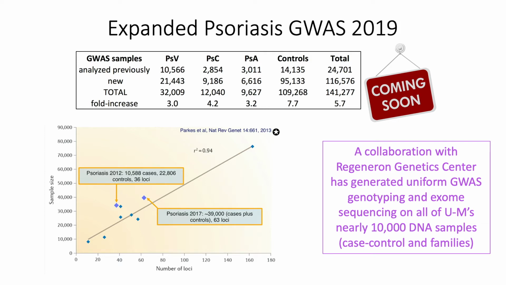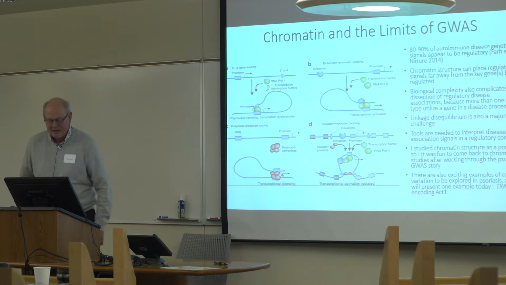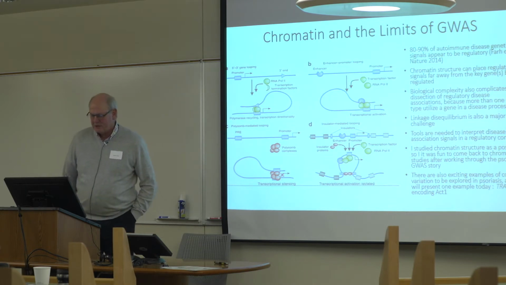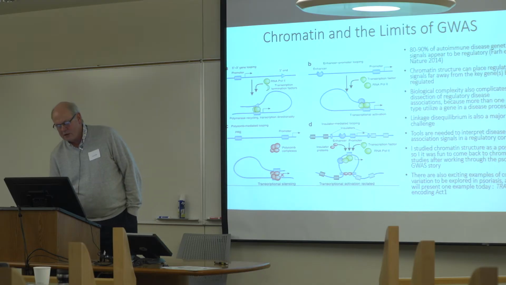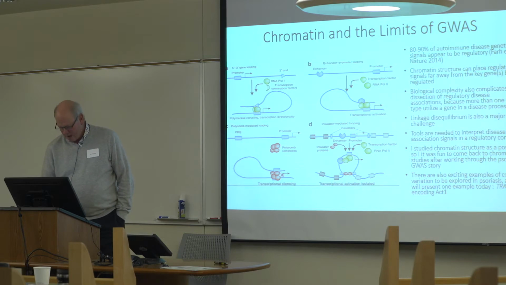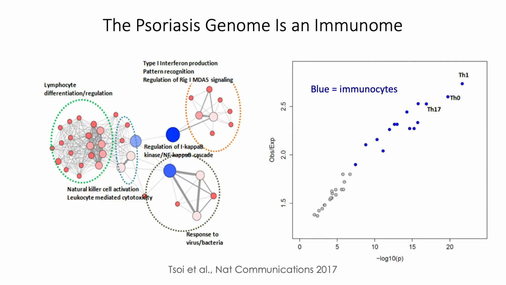We're also lucky to have a new data set from Regeneron where we have almost 10,000 samples, and they've all been GWAS'd and exome sequenced. But this story is familiar to all of us. Most genetic signals seem to be regulatory in nature, and so you can't necessarily assume, first of all, there's linkage disequilibrium, but then there's also the problem that you don't know if the genetic signal is right next to the gene that you want to find out about.